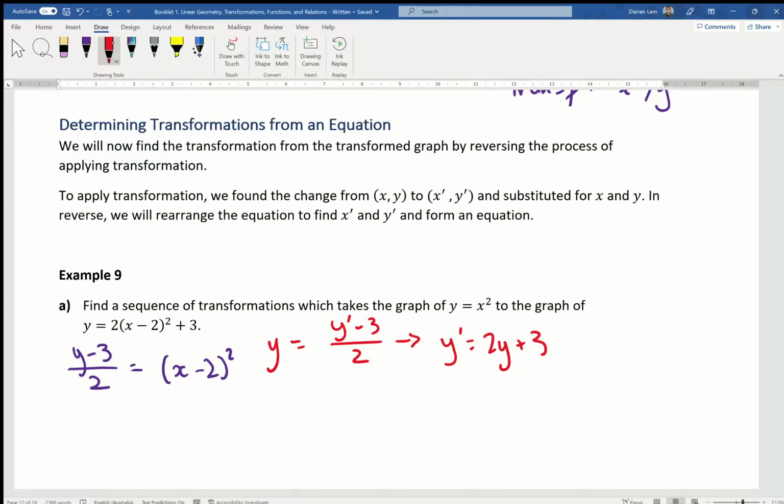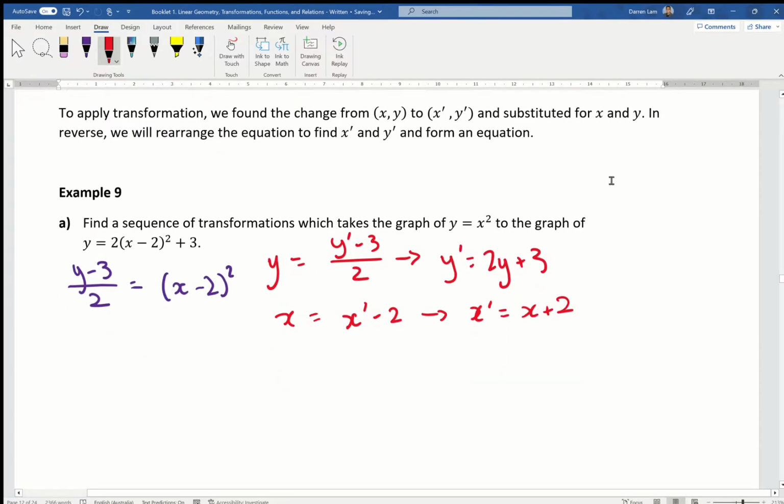I do the same thing with x. We get x equals to x dash minus 2, which again transposes into x dash equals to x plus 2. Now we're going to apply our coordinate mapping.